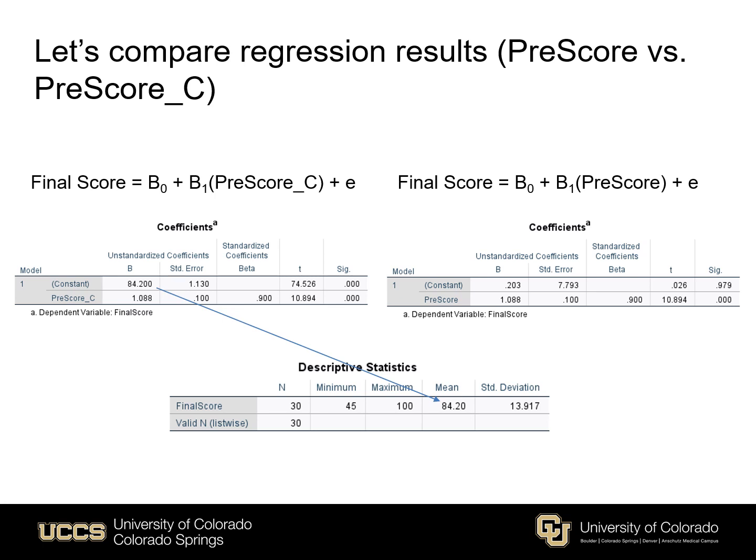And I want to draw your attention to the mapping between the intercept of the centered model, which is 84.2, and the overall mean of final score for the entire sample. And you see that those match exactly. In addition, I would like to draw your attention to the slopes of pre-score versus final score. Notice that regardless of centering, that slope does not change.